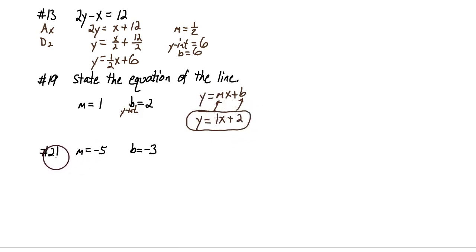Number 21, let's do that same technique. Y equals, fill in the number for m, afterwards comes the letter x, and then on the end of the problem, put the value of the b, which is minus 3. Here's an equation for a line that has this slope and this y-intercept.